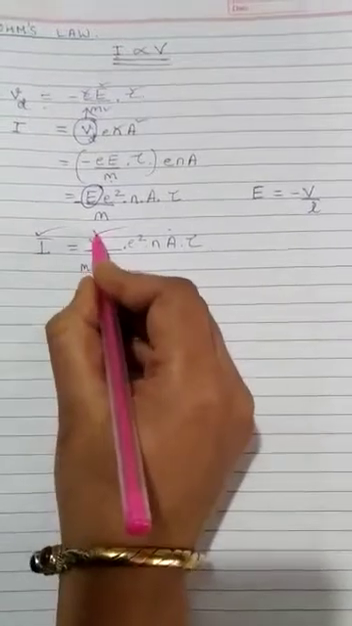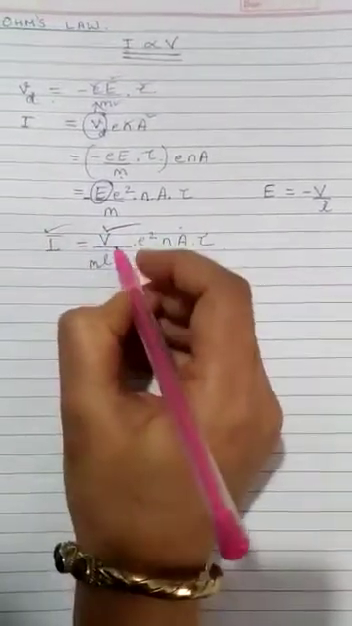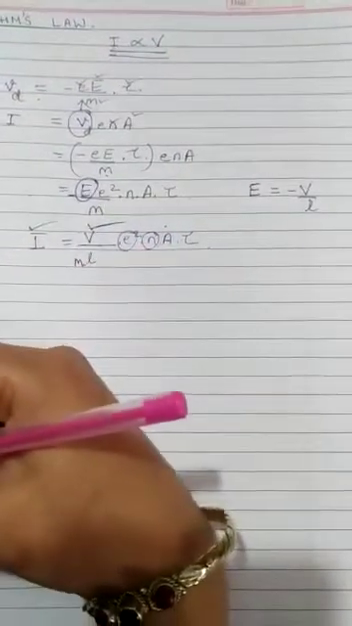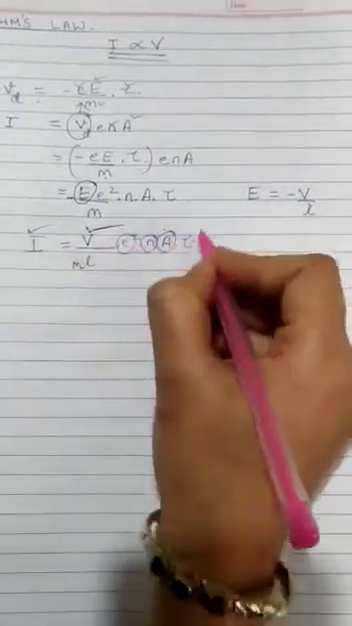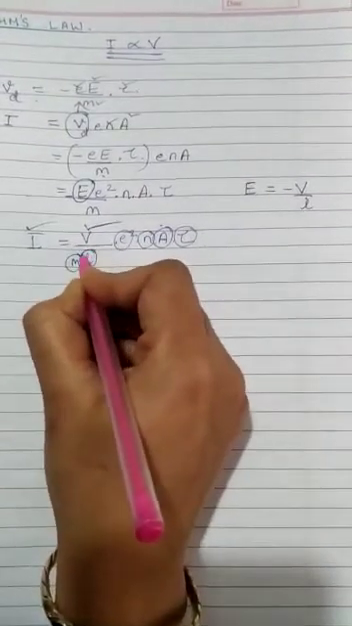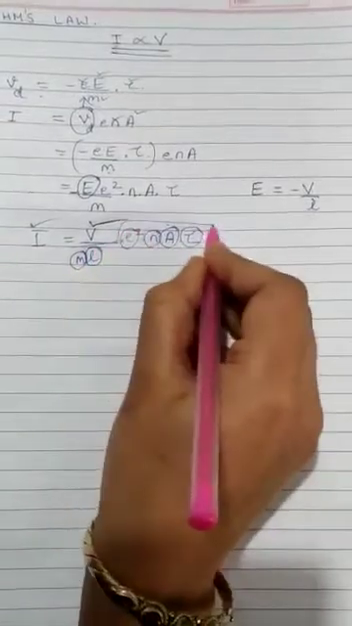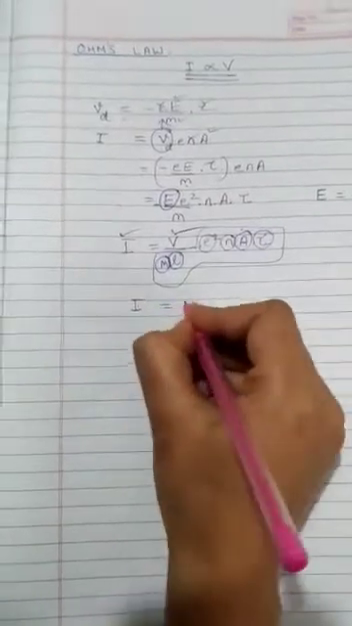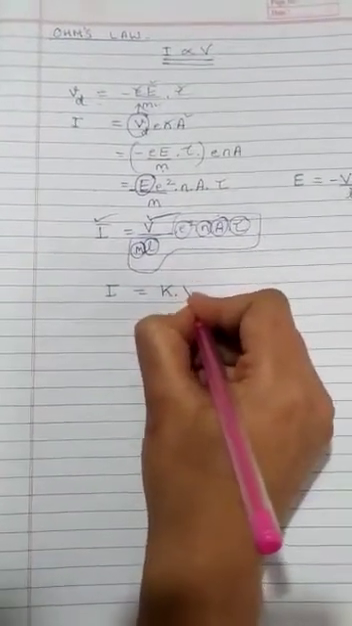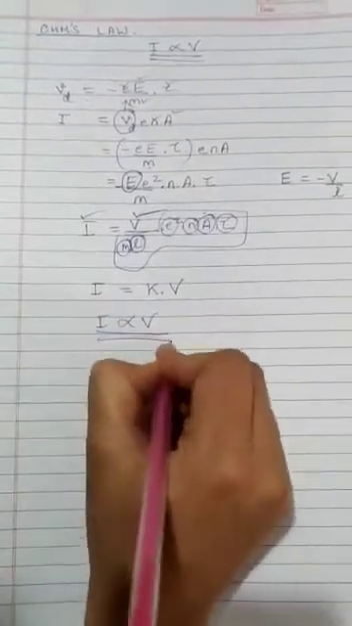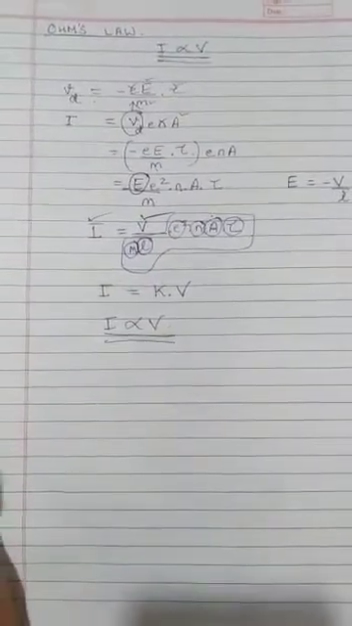And let's see if they are proportional to each other or not. e, electronic charge, is fixed. Electron density is also fixed. Area is fixed. If you don't change the temperature, relaxation time also will be fixed. Obviously mass is fixed, and the length for a given conductor is also fixed. That means all these come out to be a constant. So I will be equal to a constant term multiplied by V. So we can easily conclude I is proportional to V, which is nothing but the statement of Ohm's law.